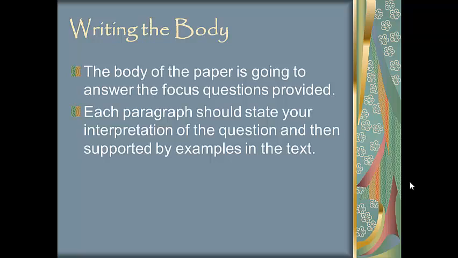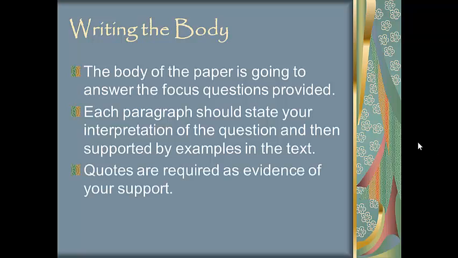Each paragraph states the interpretation of the question and then is supported by examples in the text. So when you start the paragraph, you have to tell the reader what they're going to read in the paragraph. You have to provide a topic sentence for the paragraph. So if you're breaking the book into a time organization where you're talking about the first half of the book and the second half of the book, you have to let the reader know that. If you're talking about rules in one paragraph and rituals in another, you have to let the reader know that. You have to provide a topic sentence for the entire paragraph. Okay? You have to have quotes.